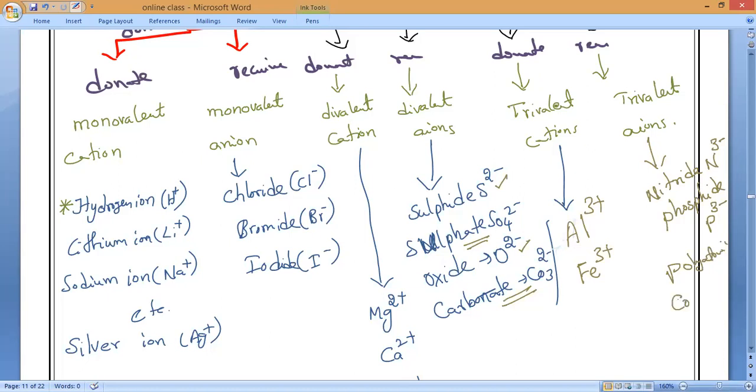Everybody, PO4, you said something. What is that? Phosphate. Yes, sir. PO4 3 minus. Next one. Any other? That is the only thing we know. Let it be. So PO4 3 minus, phosphate ions. So please learn. This is what you have to remember. Okay, guys.